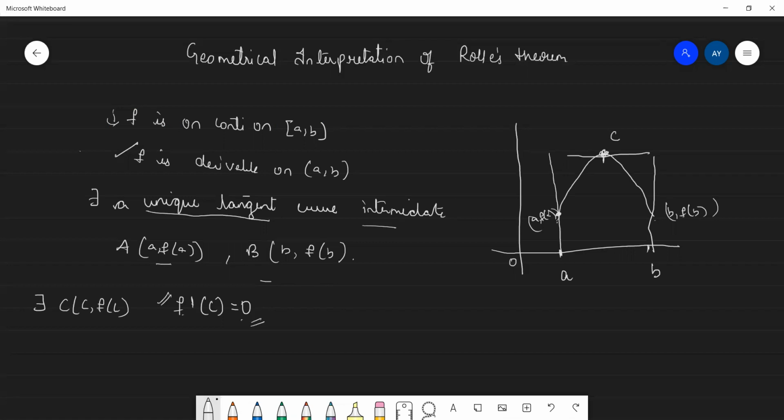I think I'm clear with the geometric representation. Now moving on to the proof of Rolle's theorem.